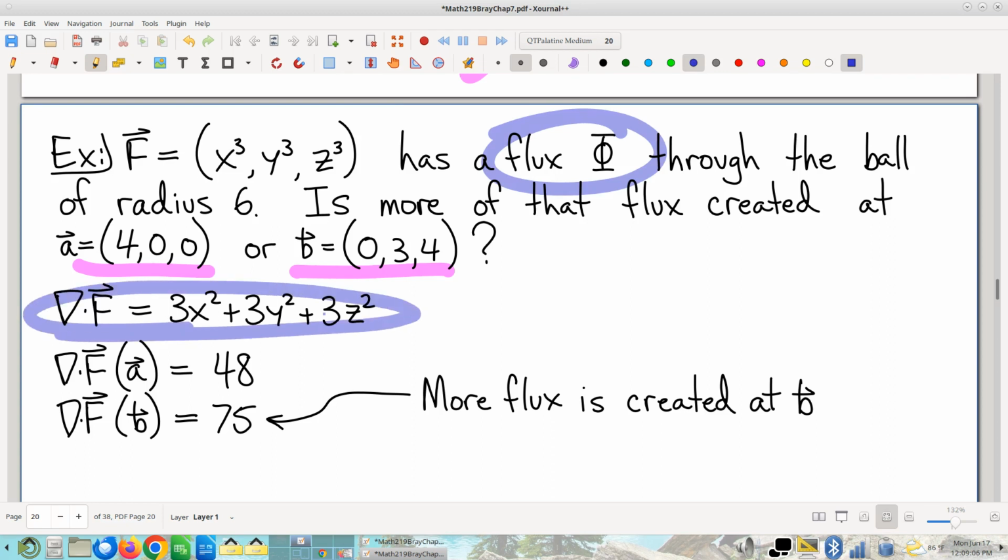density. It's divergence. Again, divergence is something we have a formula for. You can just straight up compute it. You can then plug in the two points and then just see which one's bigger. And 75 is bigger than 48. I hope I did the arithmetic. That's the bigger one. That's where there's more flux density. That means this point here, B, is where more flux is coming from as compared to A. What do you think? Everybody good?